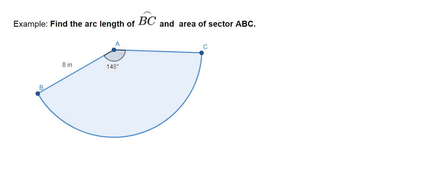Find the arc length of BC and the area of sector ABC. Again, pretty straightforward, same kind of idea. We've got our radius right here, and we've got our angle right there, 148 degrees. So for our arc, let's do that first.